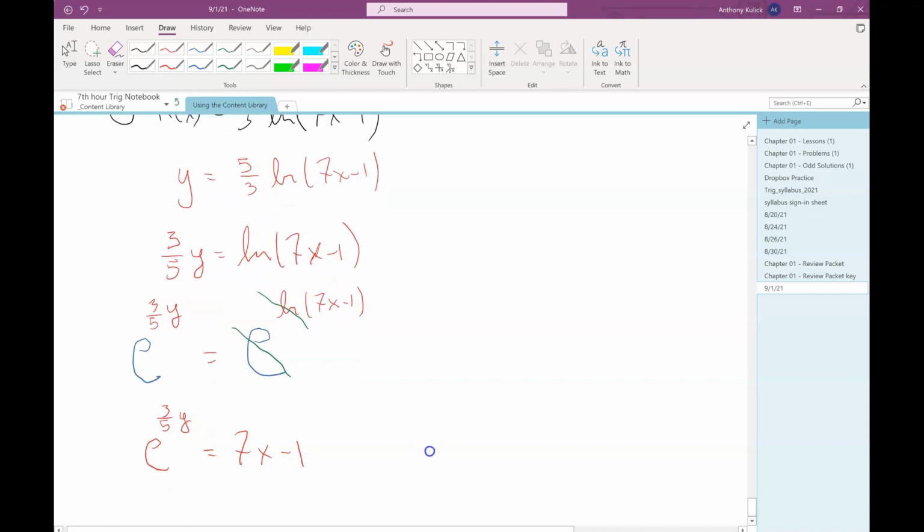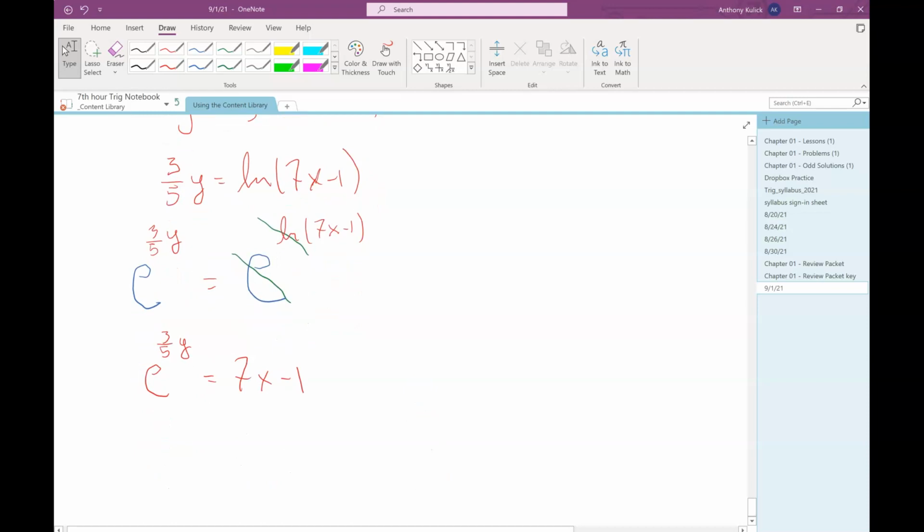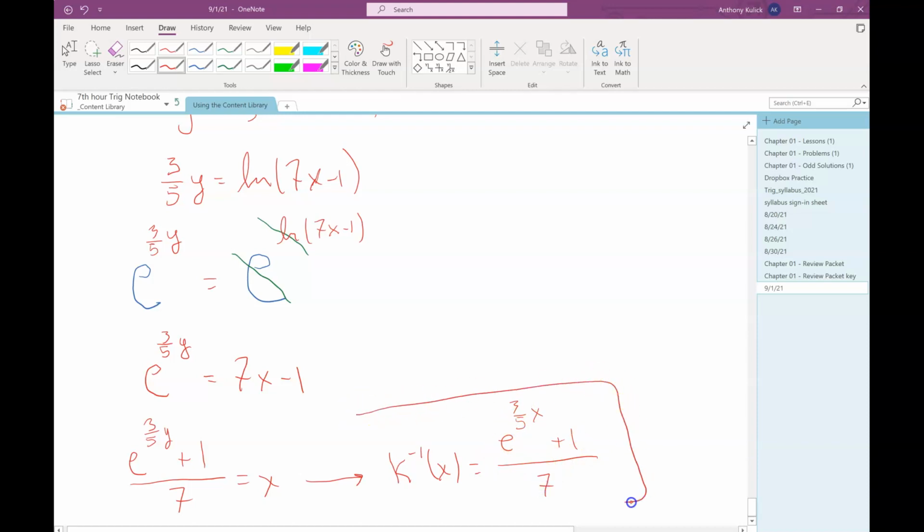Now continuing to get the x by itself, add 1 to both sides and then divide by 7. I'm going to do that all in one step. Yep. So k inverse of x is equal to e to the 3/5 x plus 1, all over 7. Pretty rad, my dudes.